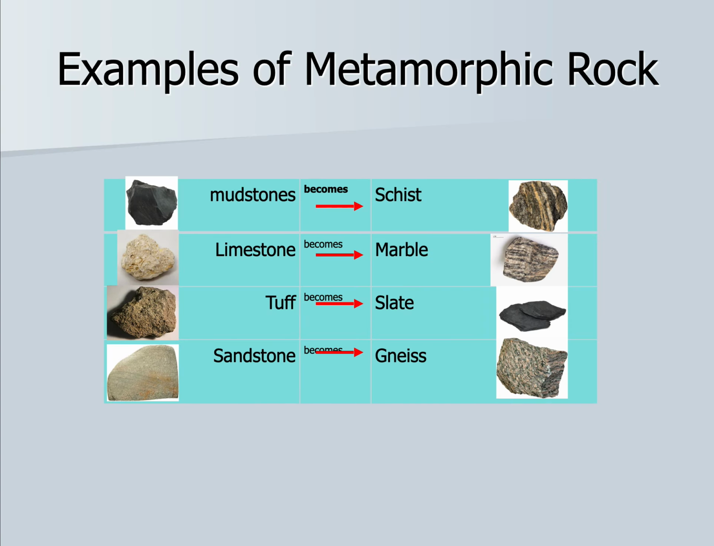Some classic examples of metamorphic rocks are the following, where mudstones overheat and are with heat and over time will turn to schist. Limestone turns into marble, and we all, I think, appreciate and understand the value that marble has as a building material. Slate is used on roofs, and it used to be used on sidewalks and things like that. That used to be tuff, which was a really light type of rock. Sandstone will create gneiss.